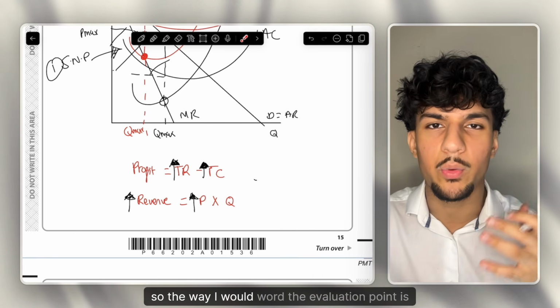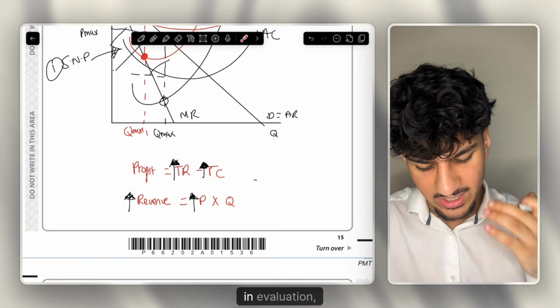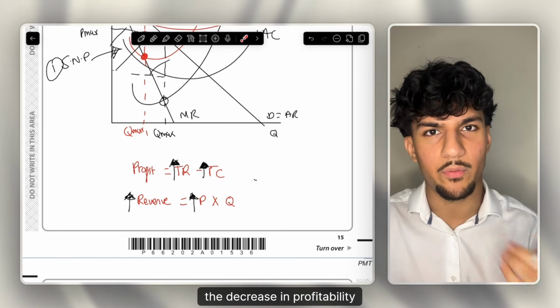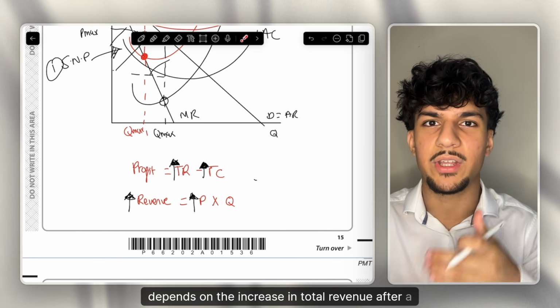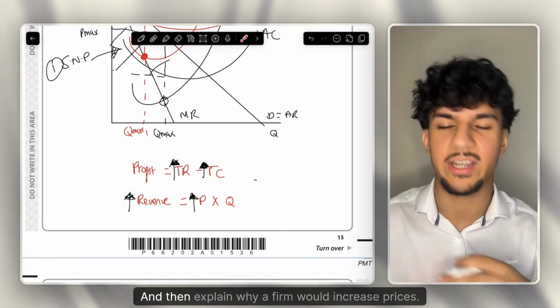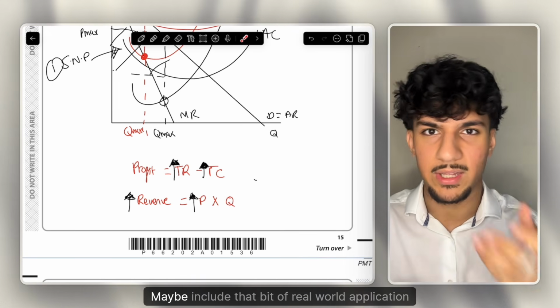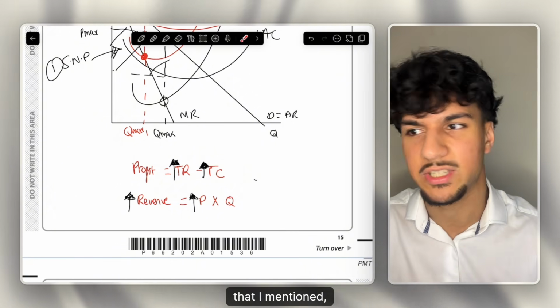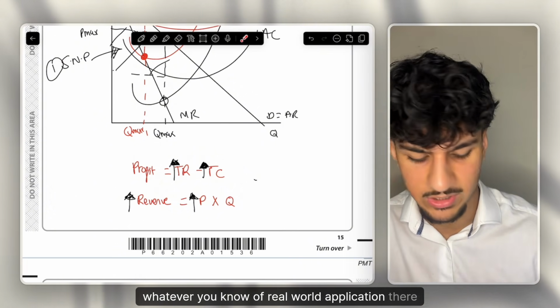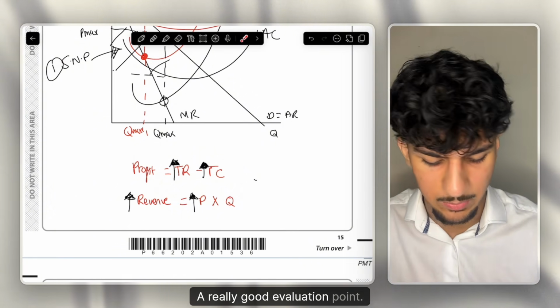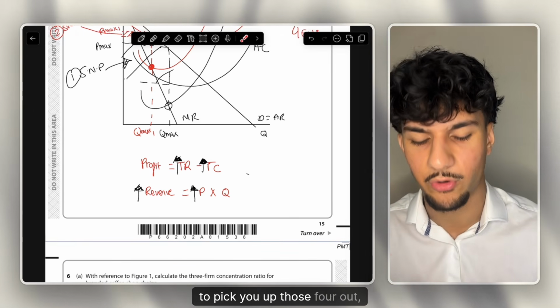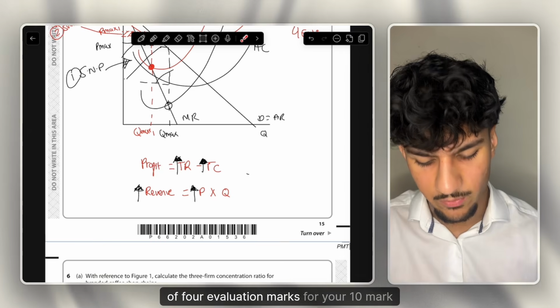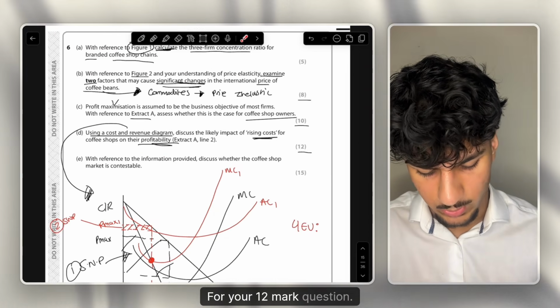evaluation point. So the way I would word the evaluation point is, however, in evaluation, the decrease in profitability depends on the increase in total revenue after a firm increases its prices. And then explain why a firm would increase prices, maybe include that bit of real world application that I mentioned, whatever you know of real world application there, and then it works as a really good evaluation point. And those, even one of them two, is more than enough to pick you up those 4 out of 4 evaluation marks for your 10 mark question, for your 12 mark question, sorry.